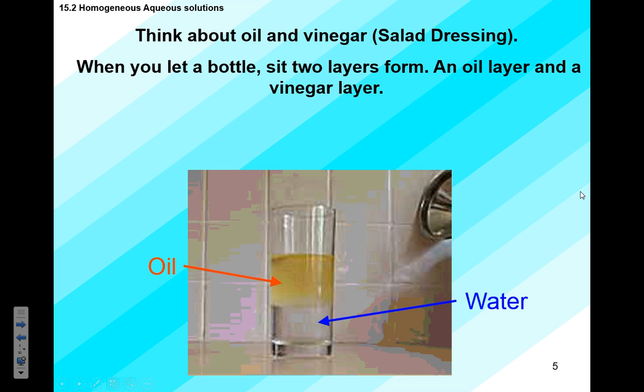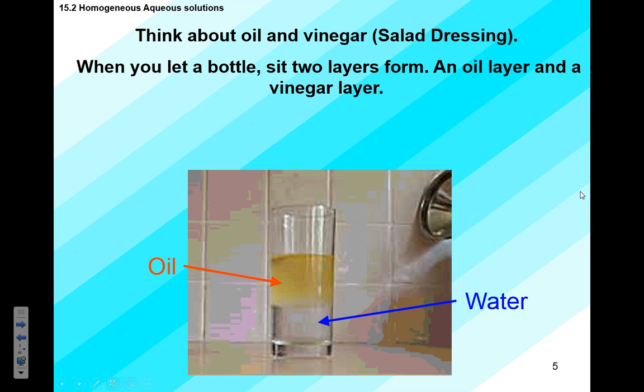Now, in elementary and middle school, sometimes teachers will talk about this and they'll say they don't mix because the difference is in density. Well, that's not at all true. Oil is floating on top because of its density being less than water. But the reason they mix or don't mix doesn't have anything to do with density. It has everything to do with the types of interactions that exist between the particles.